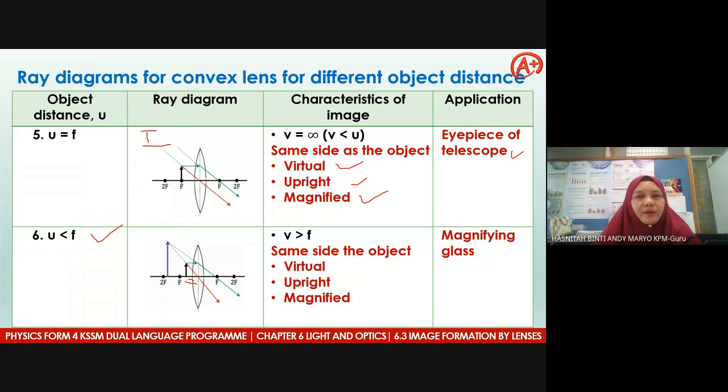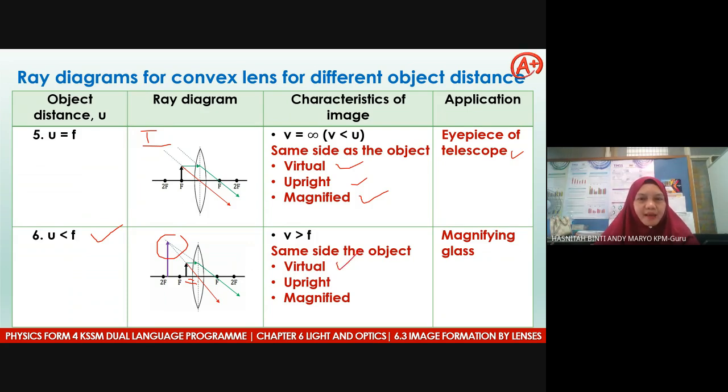Okay, so apply rule number 1, the red line, and then apply rule number 2, the green line. Here the lines diverge, meaning they will intersect at the opposite side. These two lines will intersect at the opposite side. So here is where our image forms. It forms at the same side as the object, so we call it virtual.